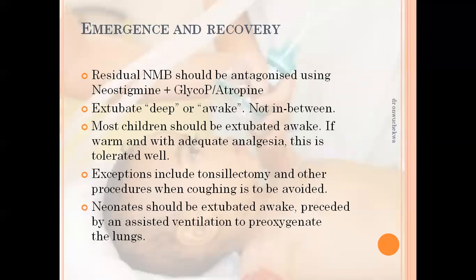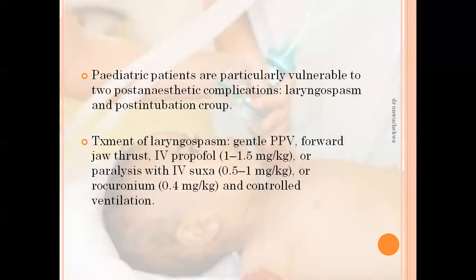So for emergence and recovery, residual neuromuscular blockade should be antagonized using neostigmine plus glycopyrrolate or atropine. So extubating deep or awake, not in between. Most children should be extubated awake if they are warm and with adequate analgesia. This can be tolerated, except for children who are post-tonsillectomy and other procedures where coughing is to be avoided. Neonates should be extubated awake, preceded by assisted ventilation to pre-oxygenate the lungs.